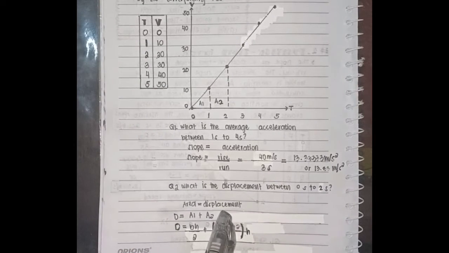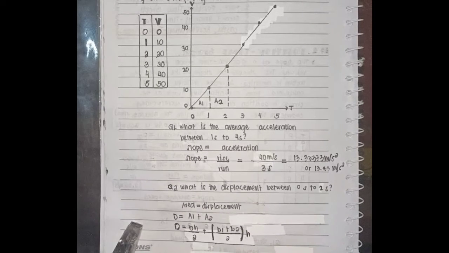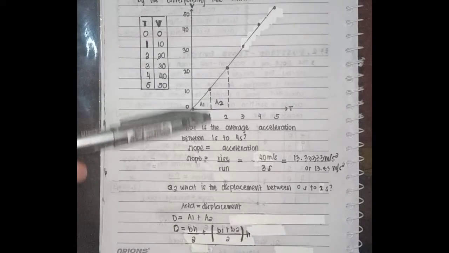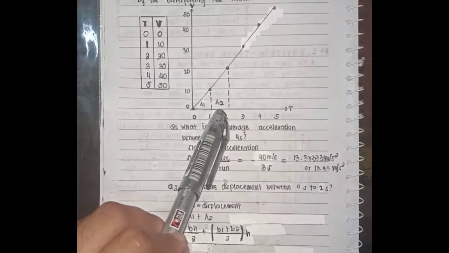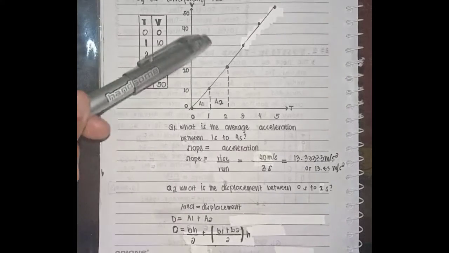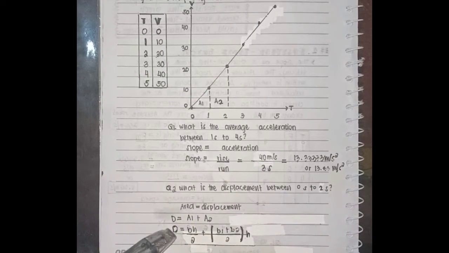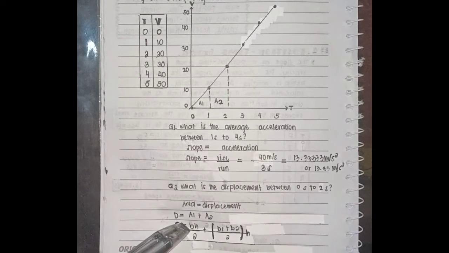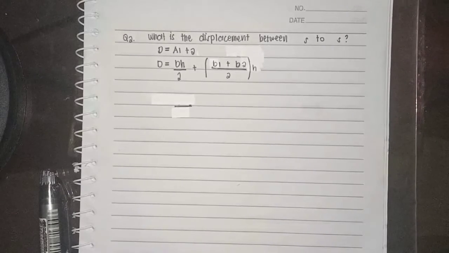Area is equal to displacement. The formula of displacement is area 1 plus area 2. So what is our area 1 and area 2? So here, this is our area 1, which forms a triangle. And this is our area 2, which forms a trapezoid. So to get the displacement, we will use base times height over 2 plus base 1 plus base 2 over 2 multiplied by height. Let's continue.